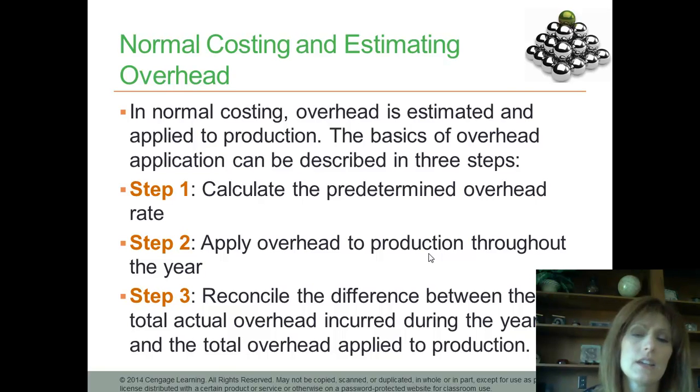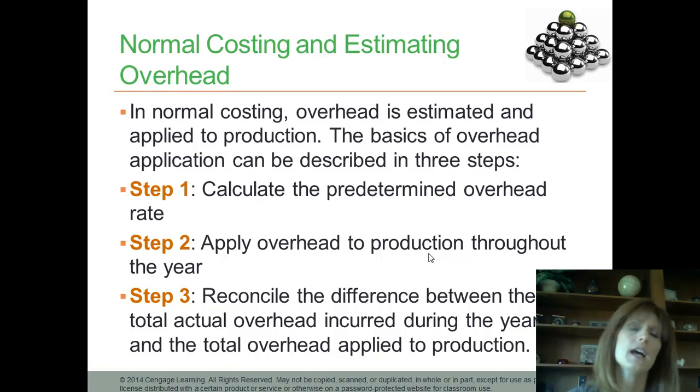At the end of the year, we're going to get to step 3, and we're going to have to reconcile a difference. So we're going on estimates all through the year. At the end of the year, we're going to have the actuals, and we're going to have to adjust. We're going to either have applied too much or too little, and we'll have to adjust so that all of our records are accurate by the end of the year.